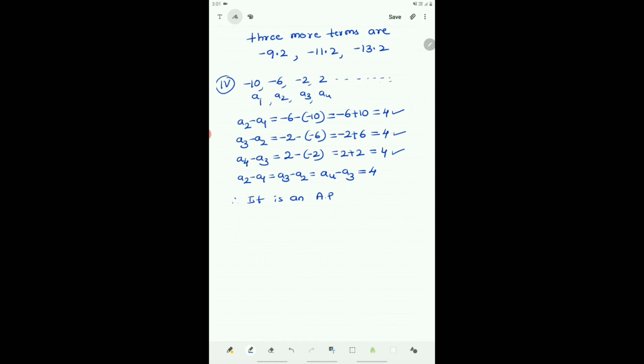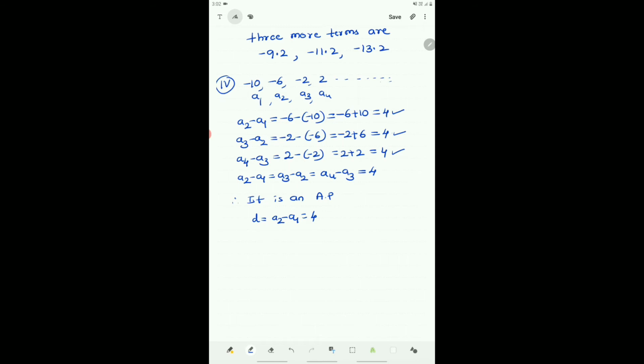So if you concluded AP, again you have to find out the common difference D and the next 3 terms. So D means this 4 only. That is, D is equals to, naturally you are writing A2 minus A1, that is nothing but 4. Common difference is 4. D is 4 here.